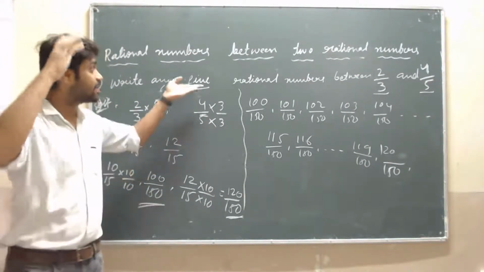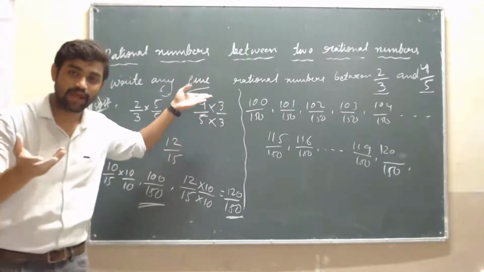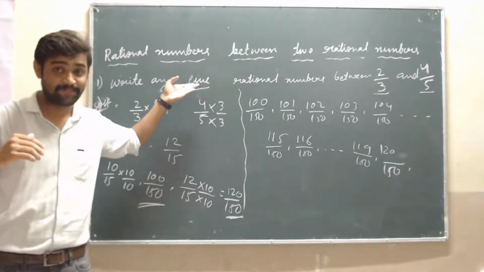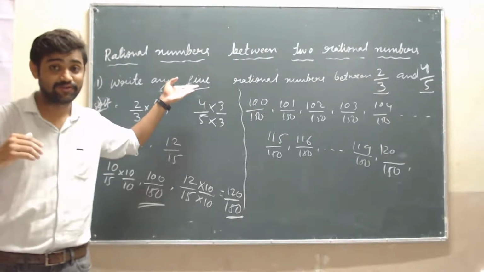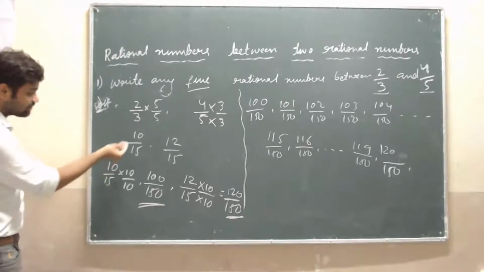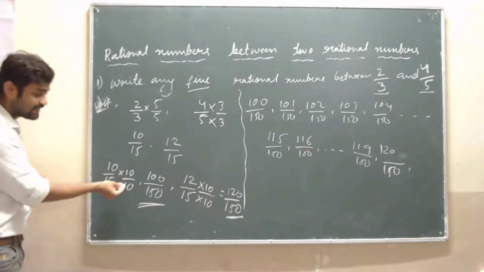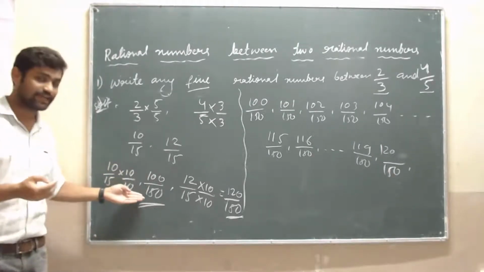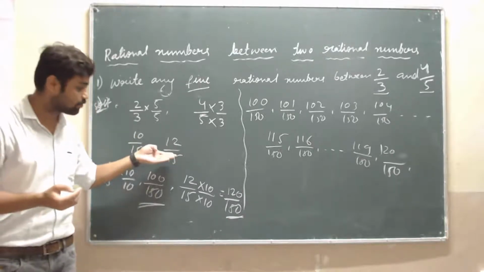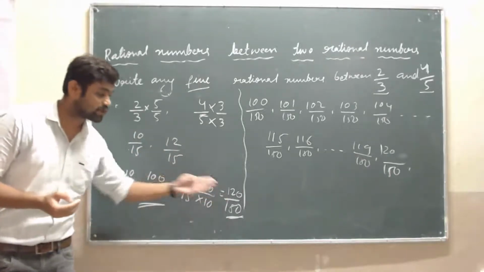Sir, if it asks for 500 rational numbers, then we have to multiply and divide by 1000. That is easy to solve. Then we will get 10 by 15 multiplied and divided by 10, that is 100 by 150, as well as we multiply and divide 12 by 15 by 10. That is, we will get 120 by 150.